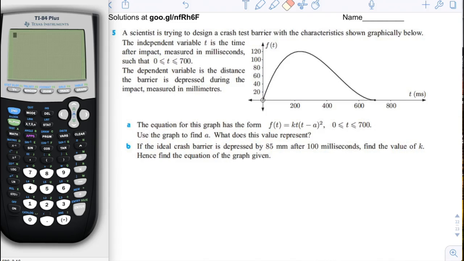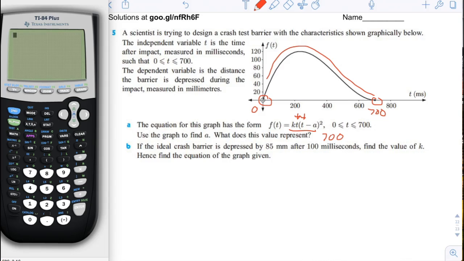Okay, so if we know that this function here is representing this shape, we know that there are two zeros. So that means it would correspond to the zeros for t here, right? According to this graph, it should have a 0 at 0, and it should have a 0 at about 700 because it touches at 0 and 700, which means A should be 700. So what does 700 represent?